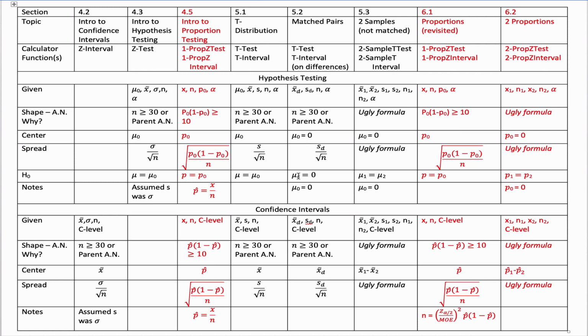Your null hypothesis is mu of the differences equals mu naught, just like it is over here. But mu naught is always the number 0, so I went ahead and wrote a 0 right here for you.